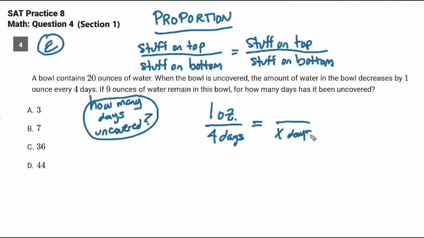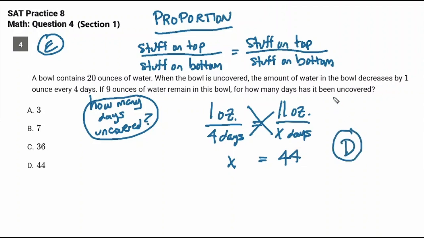Here's the minor twist. If 9 ounces remain, you started with 20 ounces. How many ounces went away? 11 ounces. So let's just cross multiply. It's going to be X equals 4 times 11, which is 44. That's answer choice D. And that's it. It's easy. Get it right and move on.